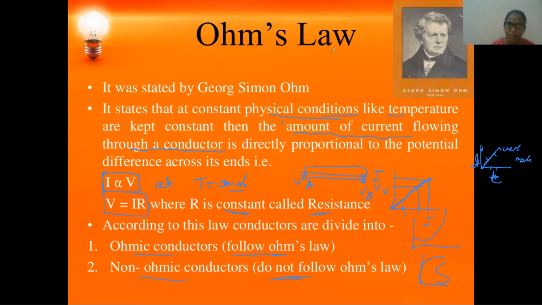Now try to understand this slide. What is Ohm's law? At a constant temperature, where all physical quantities like temperature are constant, the amount of current flowing through a conductor is directly proportional to the potential difference between its ends. This is the statement of Ohm's law. It is given by the formula I is proportional to V, or V equals IR, where R is a constant called the resistance of the material. We'll see what resistance means.